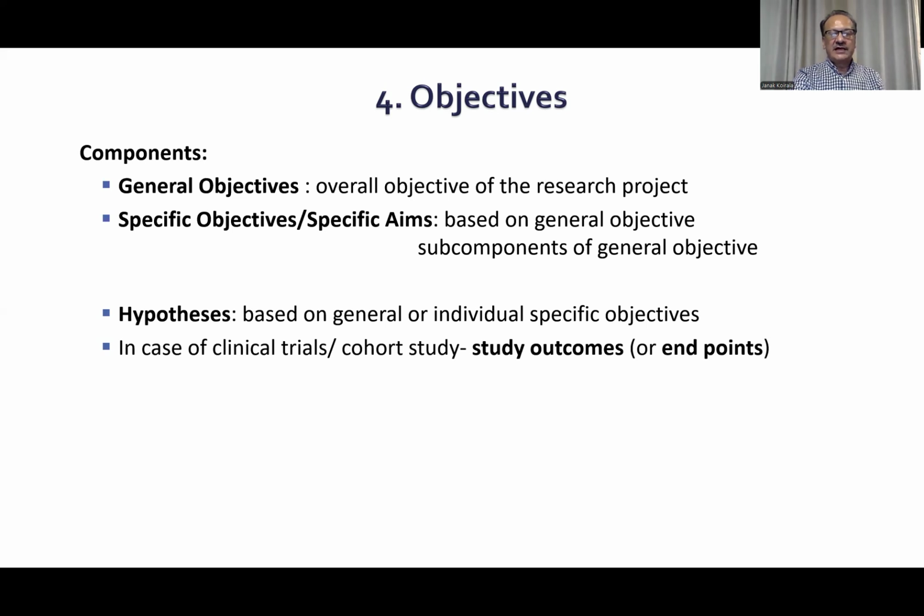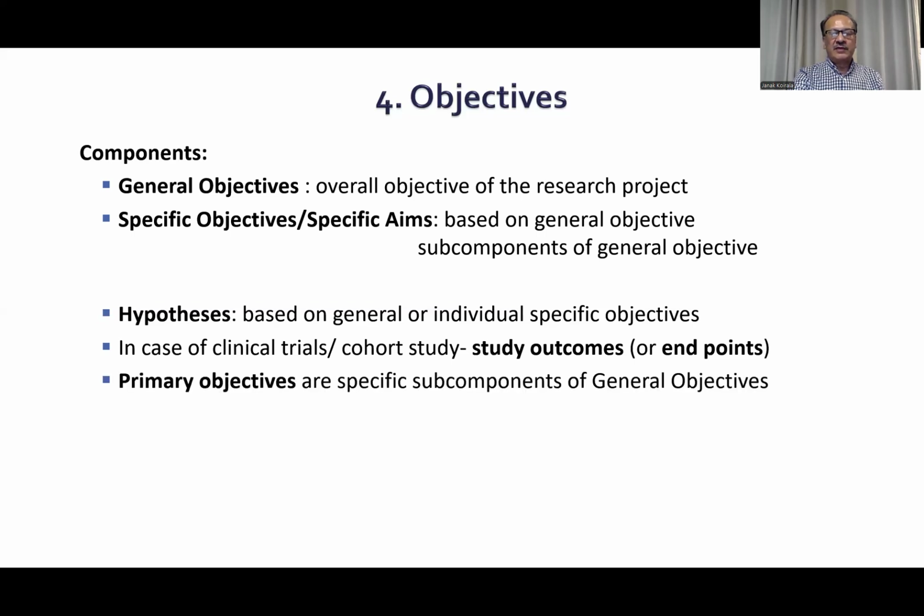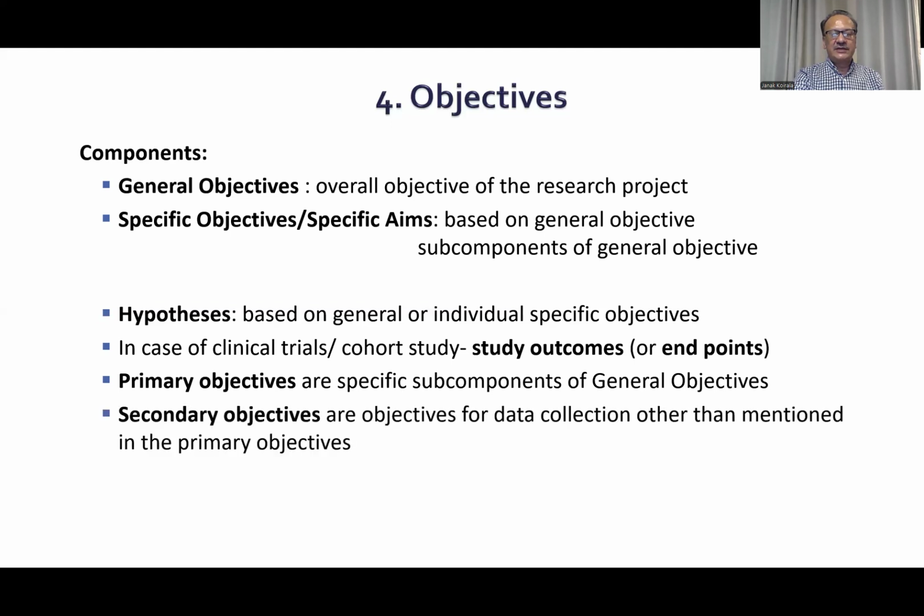In case of clinical trials and cohort study, instead of writing specific objectives, sometimes study outcomes or endpoints are also written. The primary objectives and secondary objectives, many times the researchers get confused. So the primary objectives should be tied up with the specific subcomponents of general objectives.